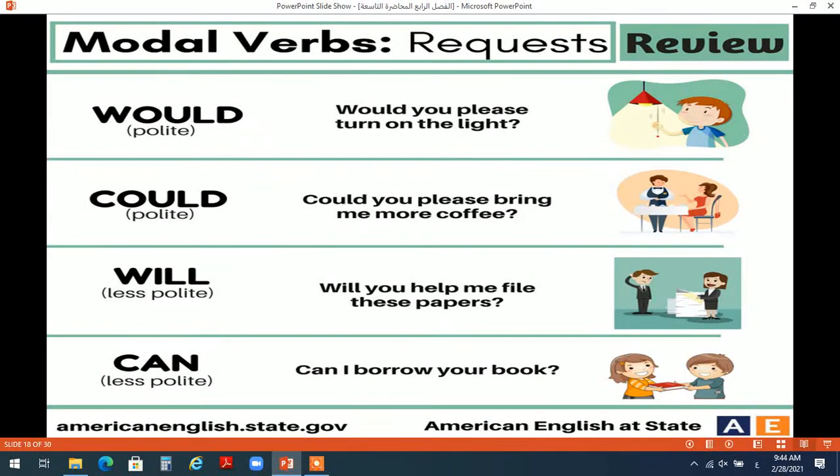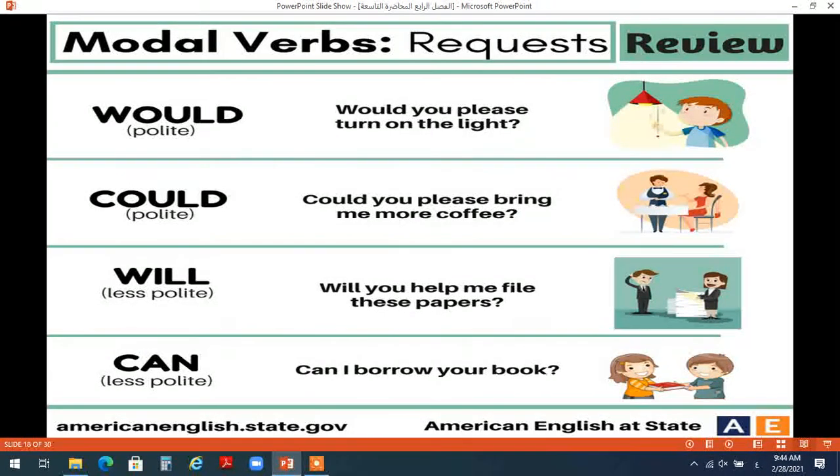Could you please bring me more coffee? Again, we have used a yes no question to make some request, which is bringing me more coffee, by using the yes no question and by using the modal verb could, which is also polite. Or we can make our request less polite by using the modal verb will, and again we use a yes no question. For example, will you help me file these papers? So we are requesting some help from others.